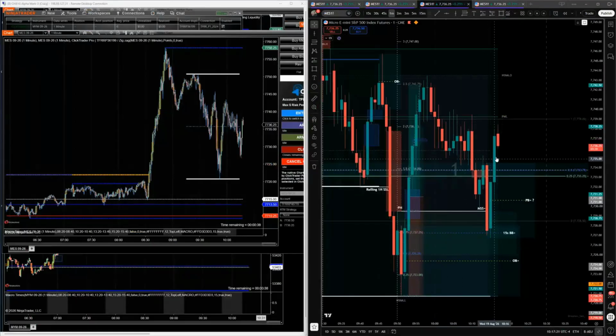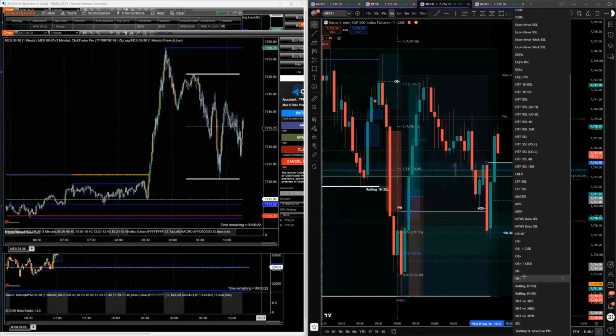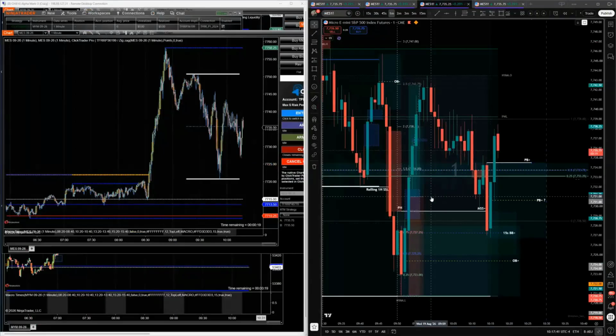All right. Let's see where this closes, but I mean, I got displacement. So this is likely a propulsion block here. And I'm just going to identify this right there. Either way, if this isn't a fair value gap, it's an implied fair value gap, right?